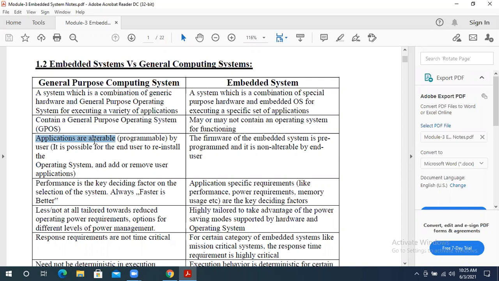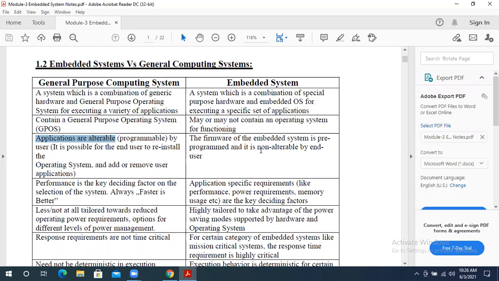We are unable to change the programs which are already written in the embedded system. But when it comes to computers, we can modify the programs and we can do new things here. But in embedded, it is not possible. It is already pre-programmed here. The firmware, nothing but the software of the embedded system, is pre-programmed. It is not altered by the end user. If I am the user, I can't change the program in the embedded system. But with a computer, we can easily change the programs here.